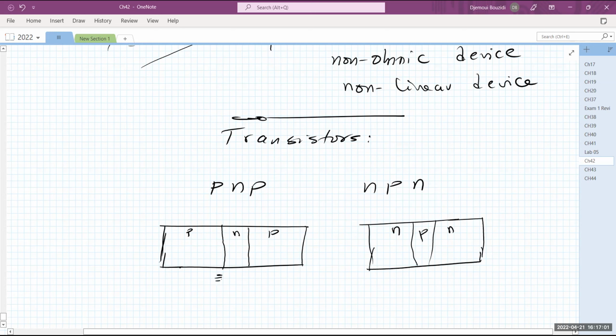So you have a junction in here, and you have a junction in here. Same thing in here. Yeah, this is a PN junction, and this is an NP junction. And in this case, this is an NP junction, and this is a PN junction. Okay? Junctions in opposite directions. Both of them have 2 junctions. That's why these devices are called bipolar junction transistors, or simply BJTs, okay?